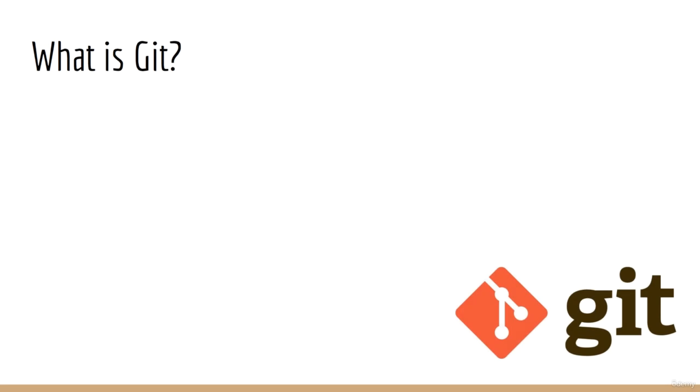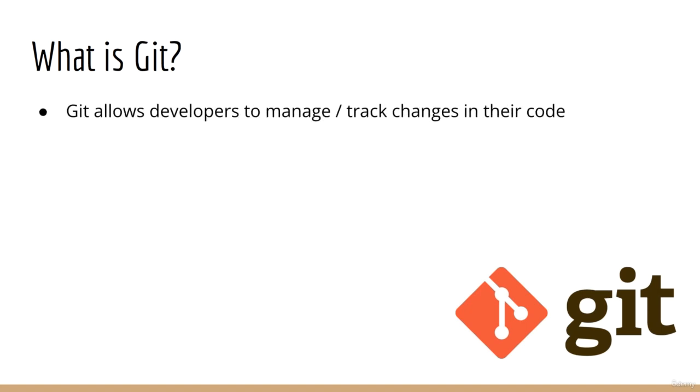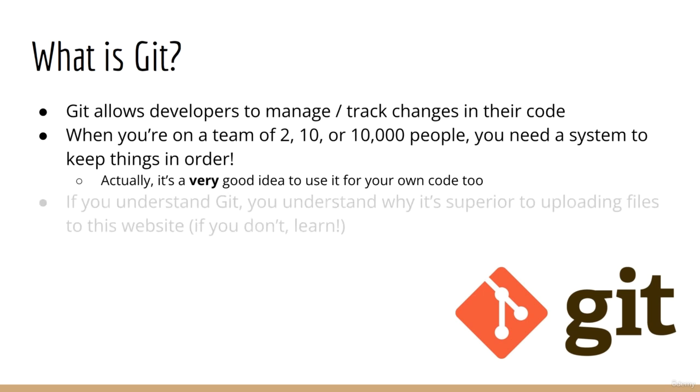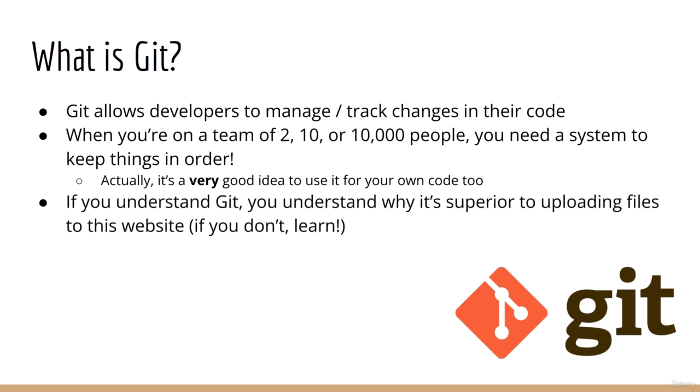Okay, so I want to mention a couple points pertaining to the code in this course. Firstly, some of you, especially those who don't necessarily meet the prerequisites, may be asking, what is Git and how do I use it? The short answer is, Git is a way for developers to manage and track changes in their code. You might be used to writing code by yourself, but when you're working with a team of 2 or 10 or even 10,000 people, you need a system to keep things in order. So this is why, for example, Git is superior to uploading code files to this website.